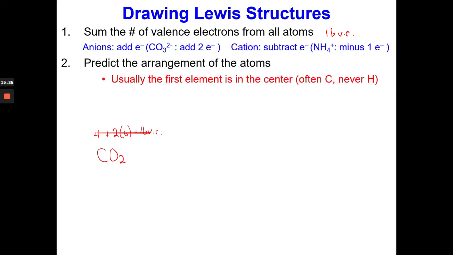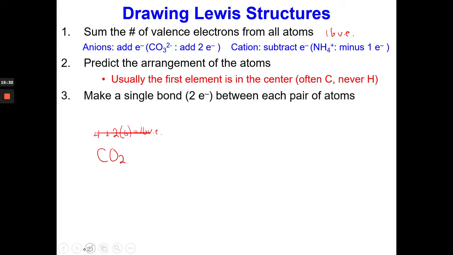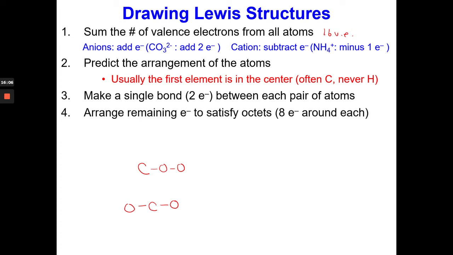So it says predict the arrangement. Carbon oftentimes is in the center, so I'll do that. So let me get rid of some stuff here. So I want to put carbon in the center. Now, don't write carbon, oxygen, oxygen, okay? We always want to go with symmetry. Mother Nature likes symmetry. So instead, let's go oxygen, carbon, oxygen. Keep it symmetrical. Now, we've used 4 electrons, and if you remember, we said we have 16 electrons for carbon dioxide. So then I have to try to arrange the remaining electrons to satisfy that.